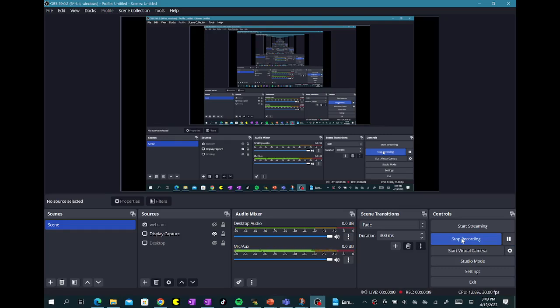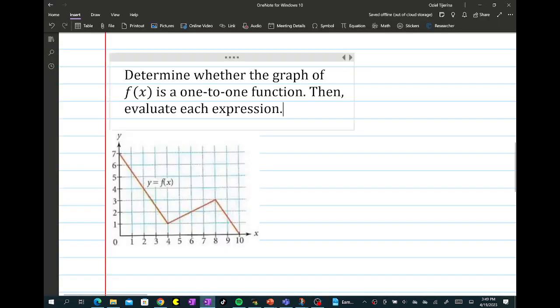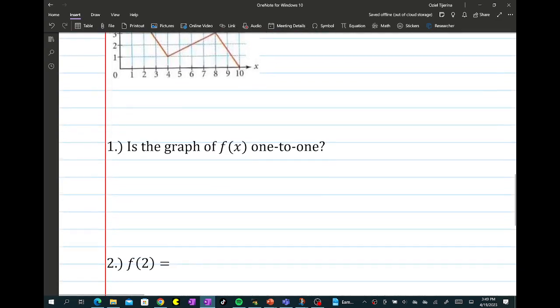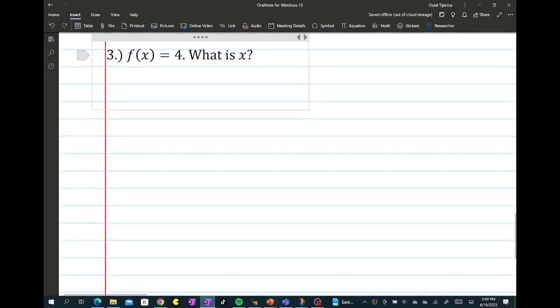In this video, I want to go over a problem where we evaluate certain input values for f, given a function that is graphed. The first question asks us to determine whether the graph of f of x is a one-to-one function. Then we're going to evaluate each expression.